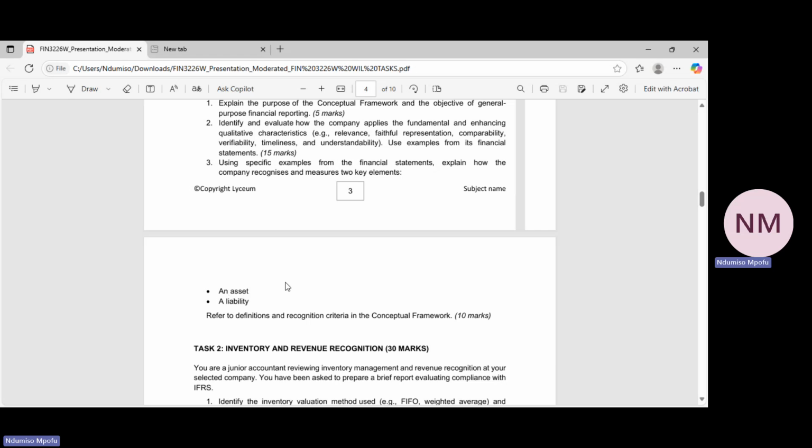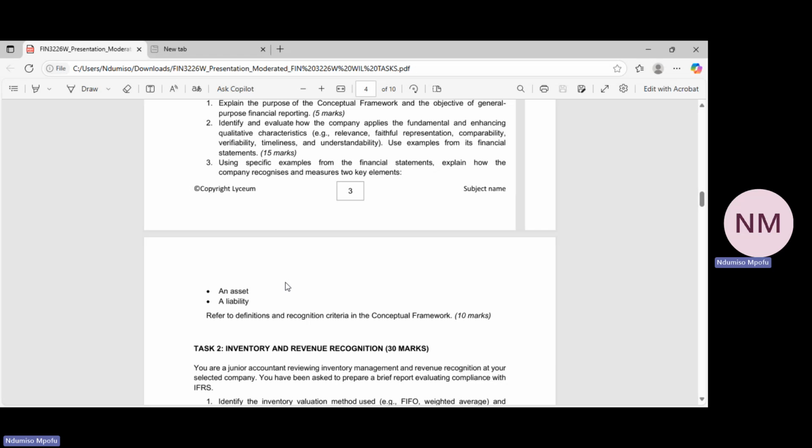Then based on the measurement definition, you now explain how the amount that has been presented was measured, based on the definition that you presented. You go further and look at the recognition definition. You take an example from the financial statement that you presented. You explain to us how that amount or how that asset was recognized based on the what? On the definition. So you are basically linking the definition to the financial statement that you presented.